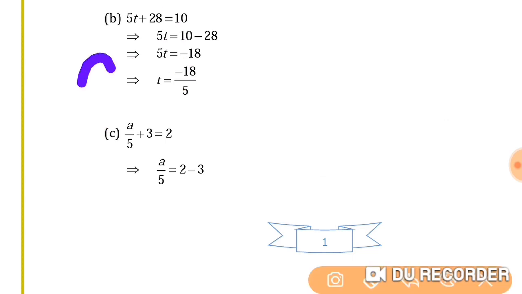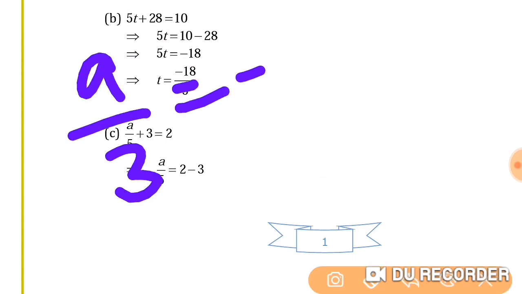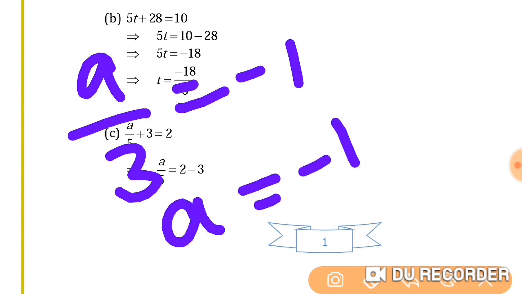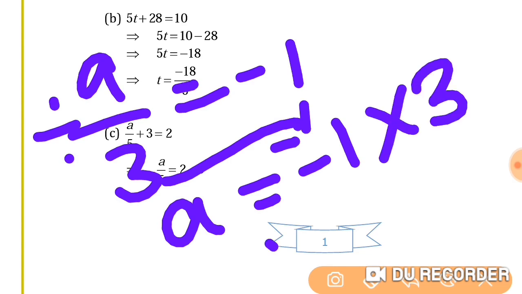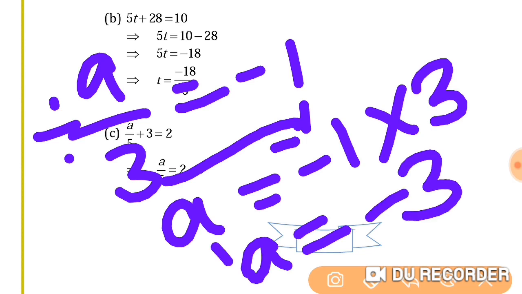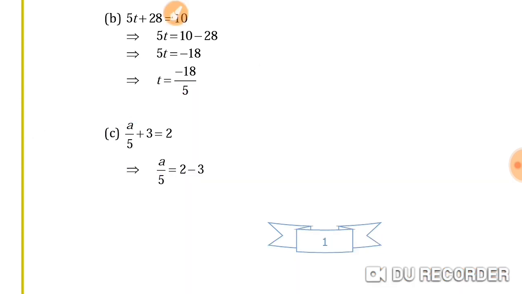So if a by 3 is minus 1, again we don't want the value of a by 3, we only need a. If you want to transfer it to this side, what does it become? A divided by 3 is there, so there is a division between a and 3. So it becomes multiplication with the 3. So a is equal to 3 ones are 3, minus. So the value of a is minus 3 here.